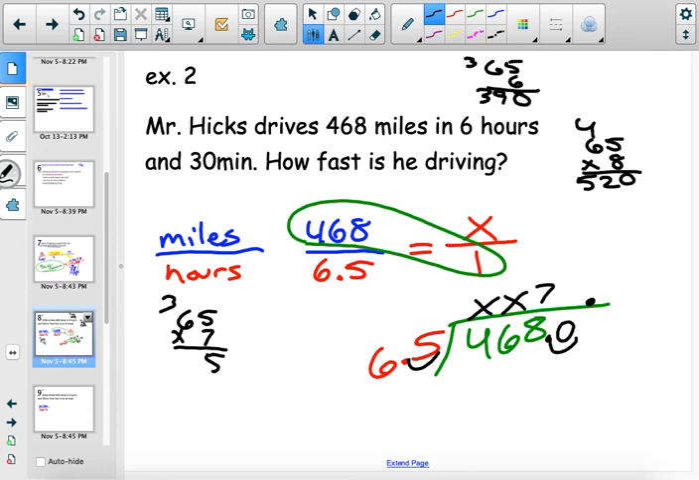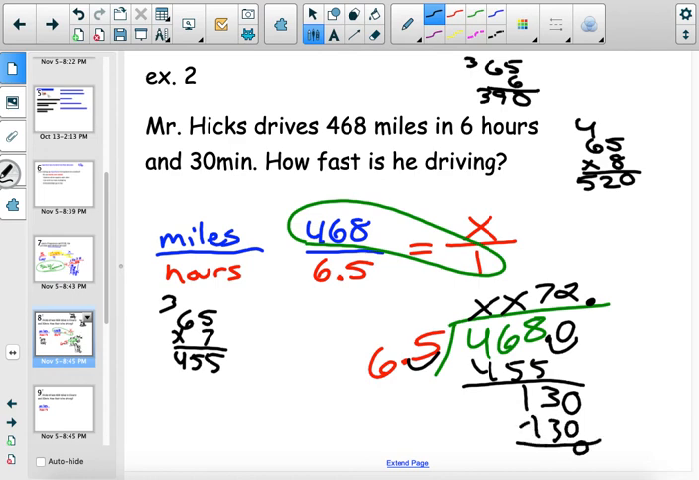42, is that going to be 45? All right, so we got 455. Subtract. 65 goes into 130 twice, and it's done. It's done. 72. So that means Mr. Hicks is driving 72 miles per hour.